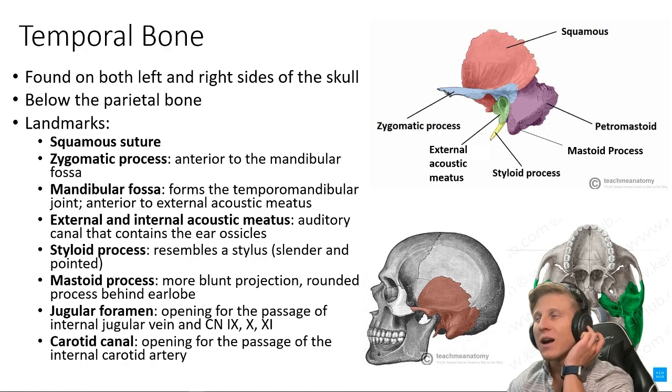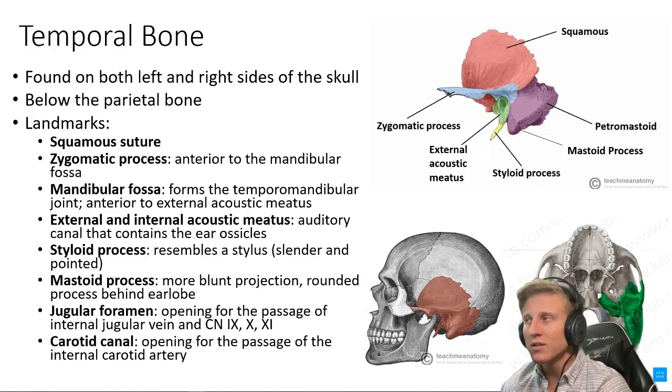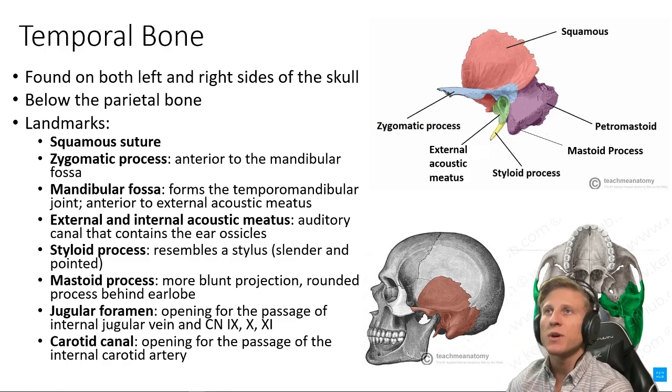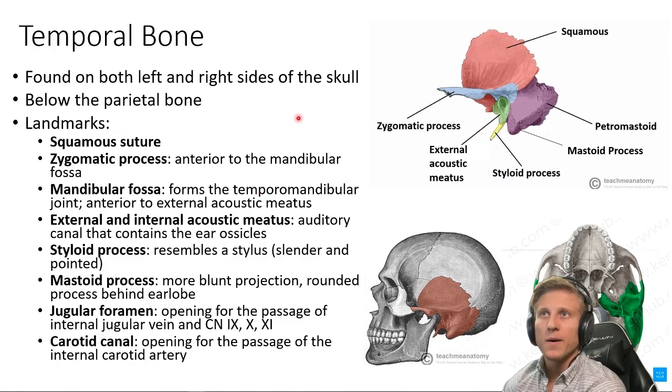This is the outer portion of your ear, right? There's also an internal acoustic meatus, which is the same tunnel. It's the same tube, but just from the interior perspective. So that is where your eardrum resides. Zygomatic process. This is this portion right here. So this is actually, we're going to come to find, the zygomatic bone right here.